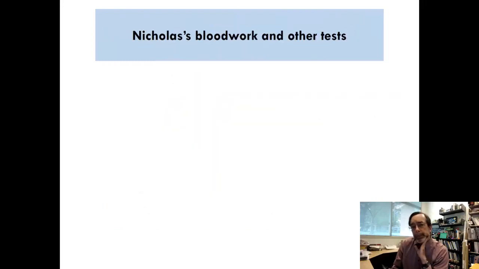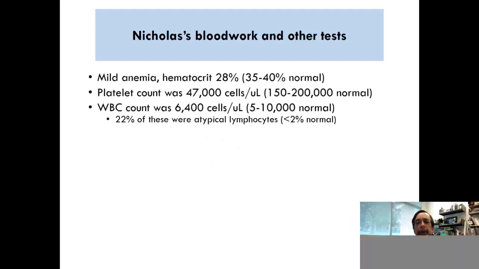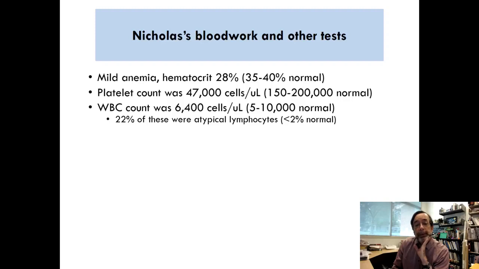So think about that. What blood work would you order? Well, first there's the regular blood work. His hematocrit was 28% when 35 to 40 is normal. His platelet count was 47,000 when 150,000 to 200,000 is normal. And his white blood count was 6,400 when 5,000 to 10,000 is normal. And 22% of those were atypical lymphocytes when less than 2% is normal.